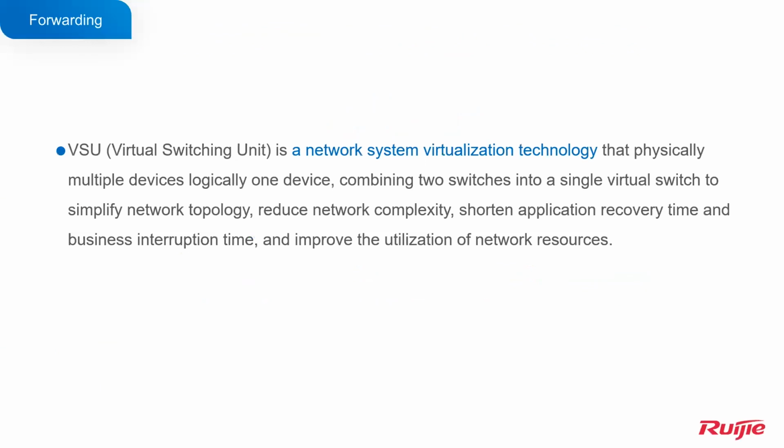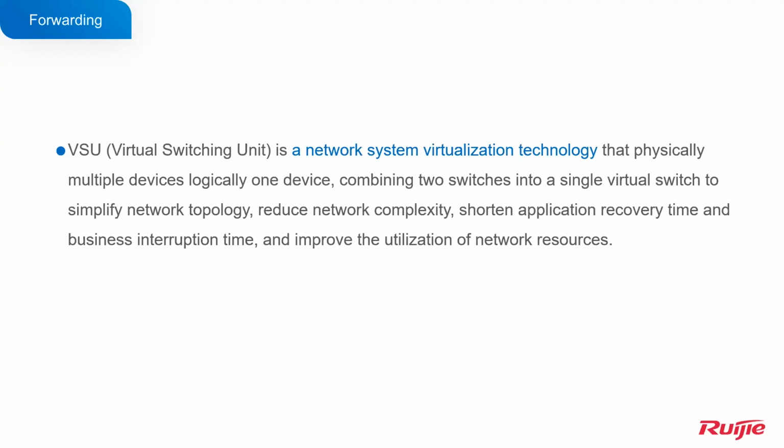What is VSU? VSU, the full name is Virtual Switching Unit. If you deploy the VSU, that means you combine some physical devices to become a logical device. For example, you deploy two physical switches, and finally, logically, there is only one. So this is a network system virtualization technology, not about the link. This is a totally network device. If you use this technology, you can combine two switches into a single virtual switch.